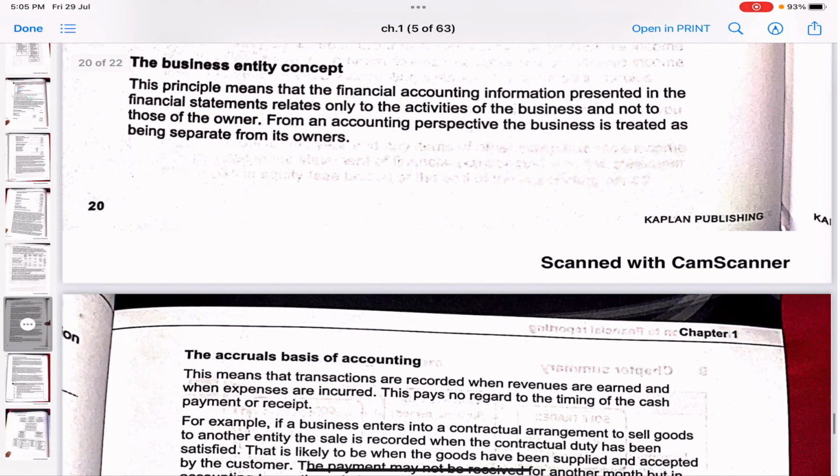The business entity concept. Okay, now what is a business entity concept? You need to always keep in mind that the business is separate from the owner, which means the business entity is separate and the owner is separate. You can never say that the business's bank account is the owner's bank account. Business is always separate from the owner, and that is what is known as the business entity concept.